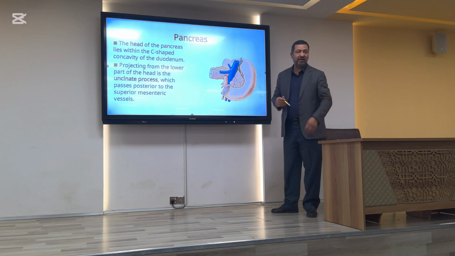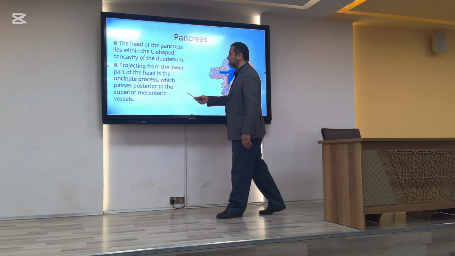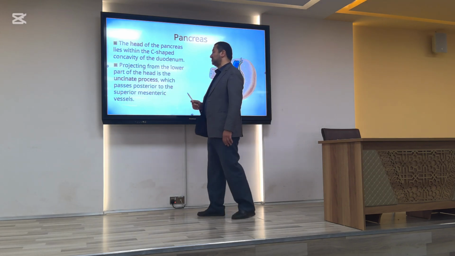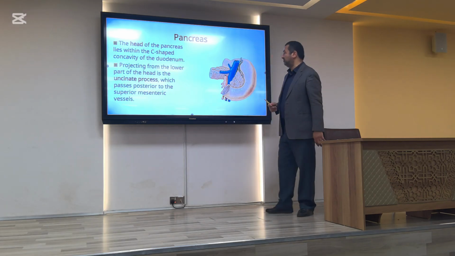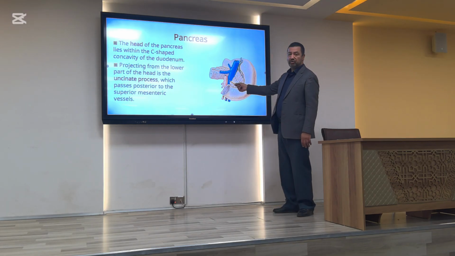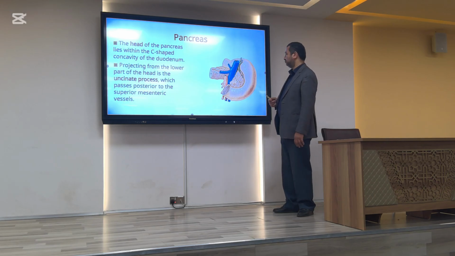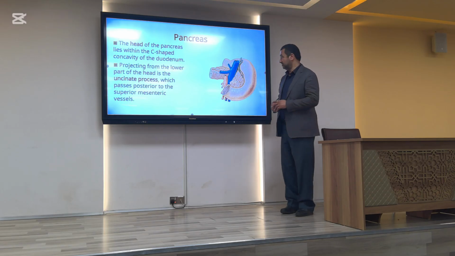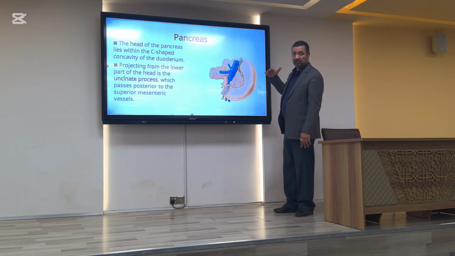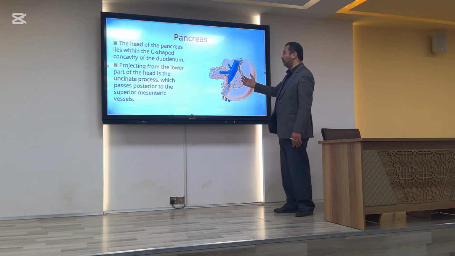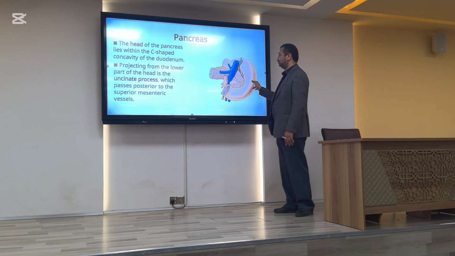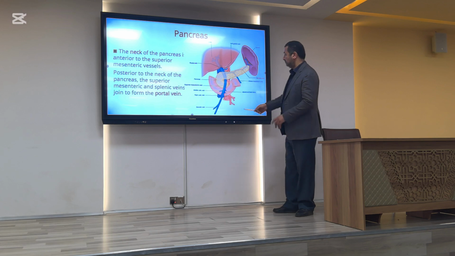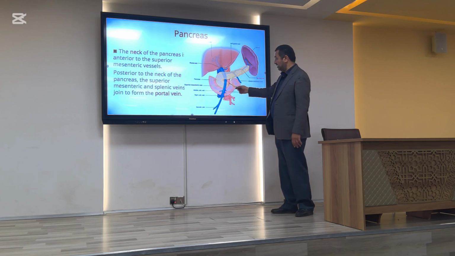In the inferior part of the head, there is the uncinate process, which passes posterior to the superior mesenteric vessels. You see here, this is the superior mesenteric artery, and this is the superior mesenteric vein. This is a posterior view of the duodenum and of the head of the pancreas. Here is the uncinate process, here is the head, and here is the neck.